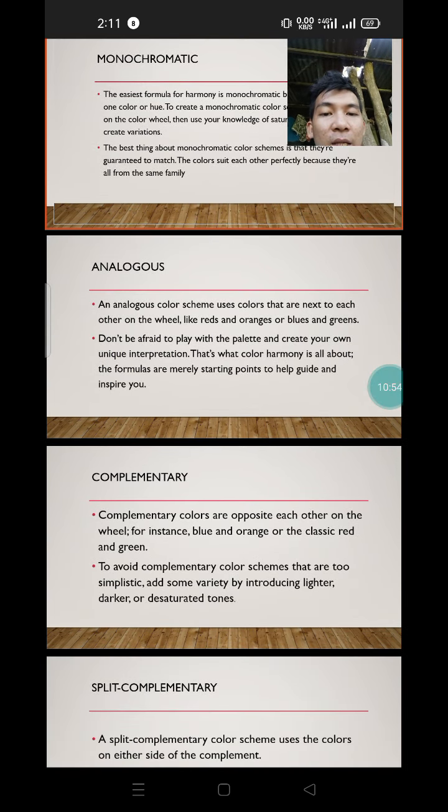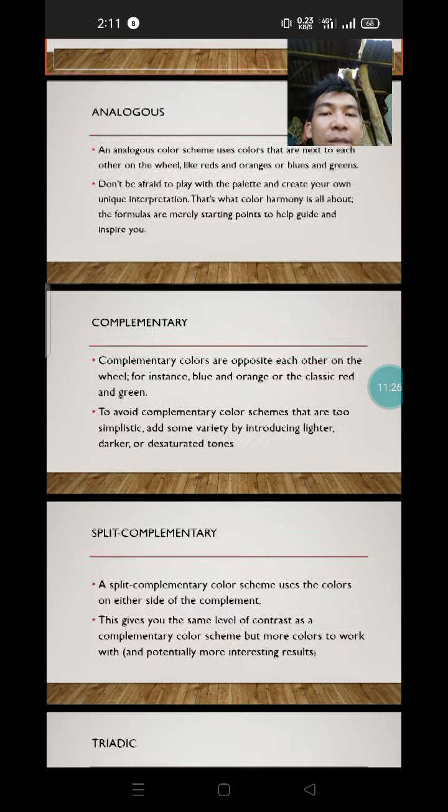Analogous. An analogous color scheme uses colors that are next to each other on the wheel, like reds and oranges or blues and greens. Don't be afraid to play with the palette and create your own unique interpretation. That's what color harmony is all about. The formulas are merely starting points to help guide and inspire you.